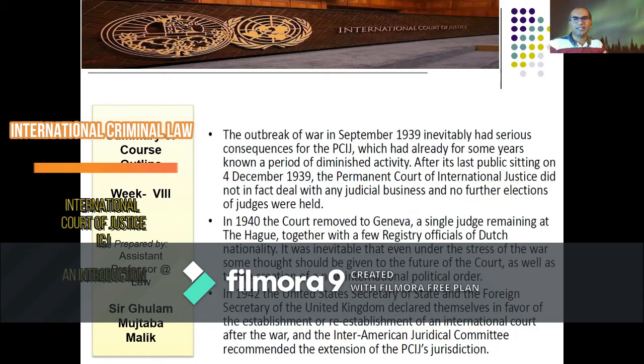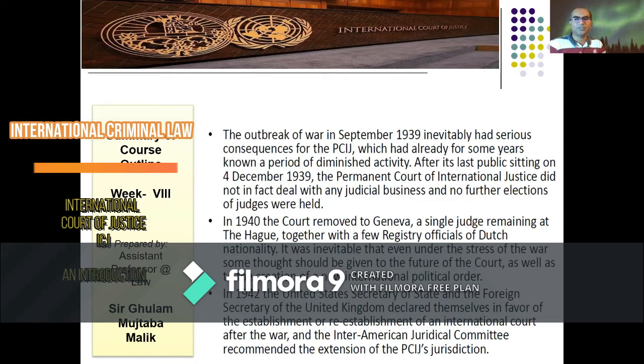The outbreak of war in September 1939 inevitably had serious consequences for the PCIJ, which had already known a period of diminished activity for some years, after its last public sitting on 4th December 1939. The Permanent Court did not, in fact, deal with any judicial business, and no further elections of judges were held. In 1940, the court removed to Geneva, a single judge remaining at The Hague, together with a few registry officials of Dutch nationality. It was inevitable that even under the stress of war, some thought should be given to the future of the court as well as to the creation of a new international political order.